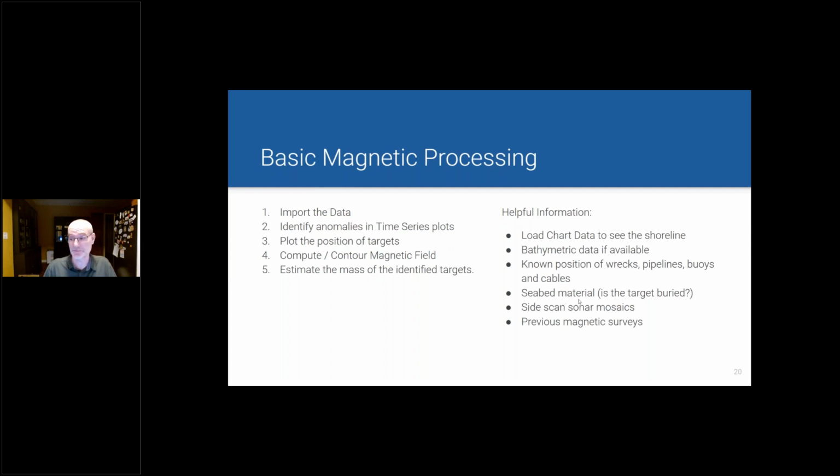Seabed material can be useful. You know, is the target you're looking for resting on soft sediments and could possibly be buried, or is it resting on bedrock where it's going to be expressed on the surface or not? And then, of course, side scan sonar mosaics. If you want to see what's down there, you need some kind of imagery. This is super useful if you're trying to correlate between your magnetometer anomalies and your targets. And of course, that's the whole point of side scan and SonarWiz. Also any previous magnetic surveys you've done in the area, have targets moved around, etc. So these are all really useful to load into the program.